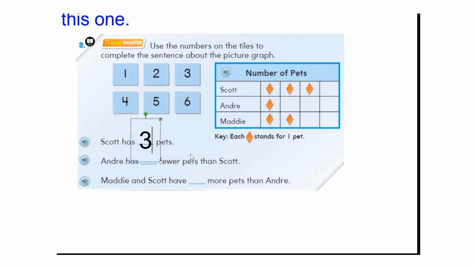Andre has how many fewer pets than Scott? Here's Andre, here's Scott. Scott has 2 more, so that means Andre has 2 less than Scott. Okay, Maddie and Scott have how many more pets than Andre? So Maddie and Scott put together, I could put 2 more up here for Maddie, because that would make 5, so that would mean that they would have 4 more than Andre. 1, 2, 3, and we have to count this one here because we put Maddie's up here to make 5.